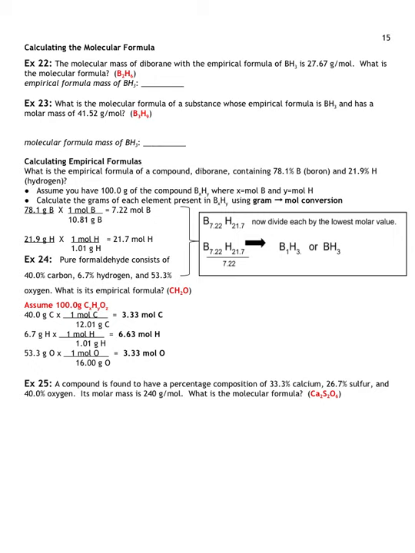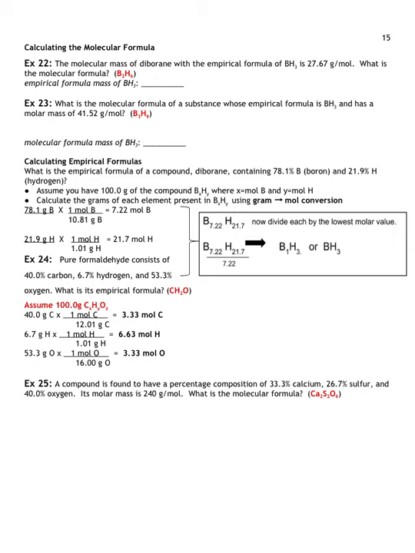Okay, so in example 22, it says the molecular mass of diborane with empirical formula of BH3 is 27.67 grams per mole. What is the molecular formula? And so we want to use the empirical formula of BH3, which is, if you notice, in its lowest whole number ratio. It's a 1-to-3 ratio. You can't reduce it into any lower whole number ratio than 1-to-3.